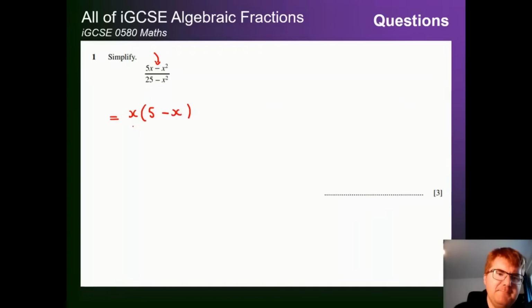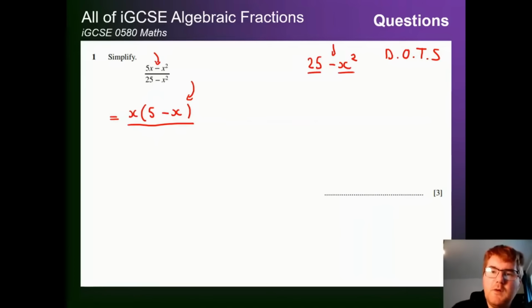Now, usually in these algebraic fraction questions, there will be a factor that looks like this in the denominator, so I can cancel through. So that's kind of my little cheat method here. I'm looking out for a 5 minus x down below. Now, if we take the 25 minus x squared, this is a very special form of factorizing, known as DOTS, the difference of two squares. Difference because we have a negative here, and squares because we have a square number here and a square number here.